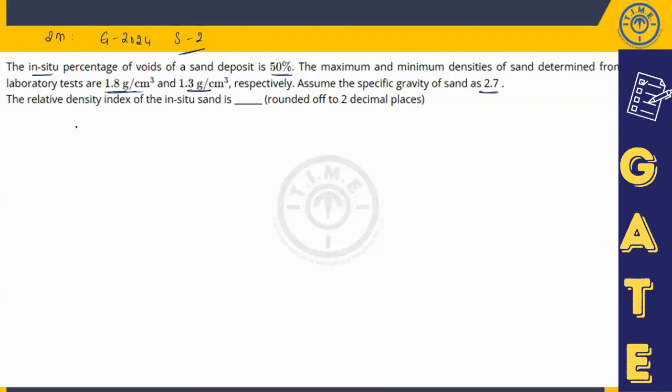So relative density, we have a formula, that is e max. If it is in void ratio, we write it like e max minus e by e max minus e minimum. We can write like this. If required in percentage, multiply by 100. If not, you can leave it like this.